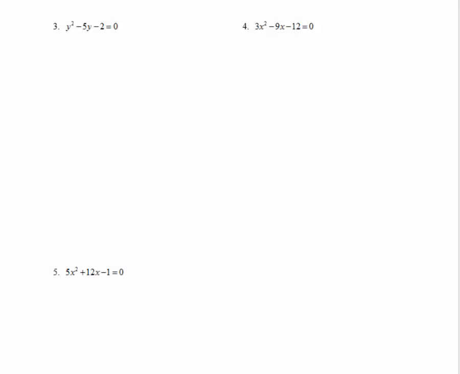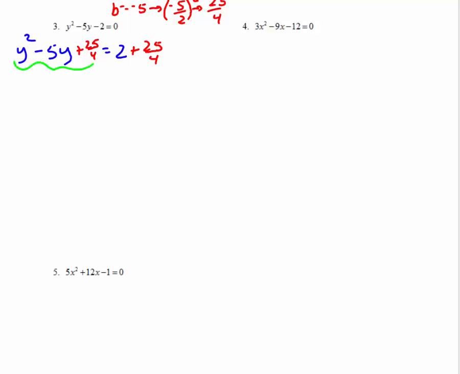So for number 3, y squared minus 5y minus 2 equaling 0, the first thing we need to do is add over the 2. So taking the 2 over to the other side. Now we need to do the steps of taking half of the b term, square it, and add it to both sides. So b is negative 5. Half of negative 5 is negative 5 over 2. Then we need to square that number. So negative 5 squared is 25 and 2 squared is 4. So we're going to need to add 25 over 4 to both sides.